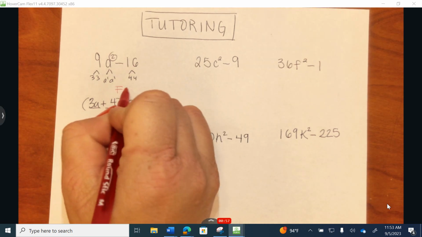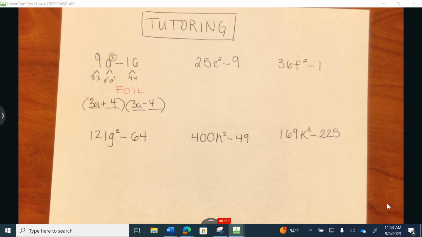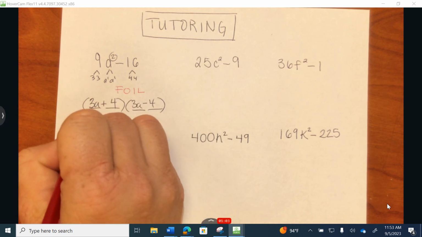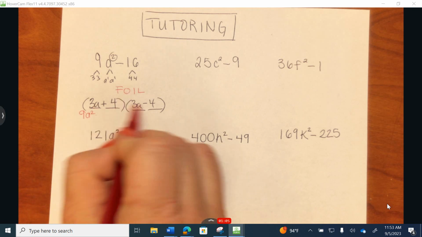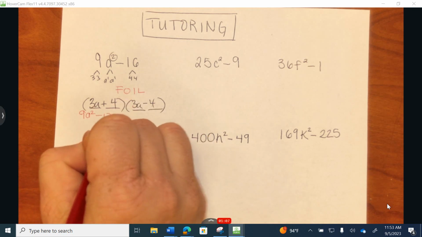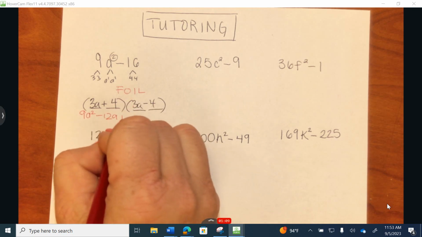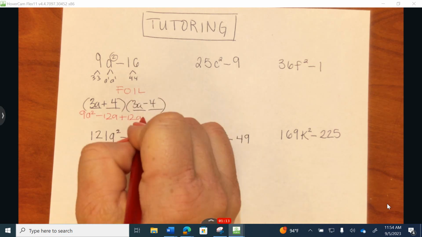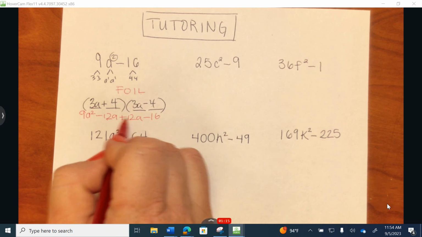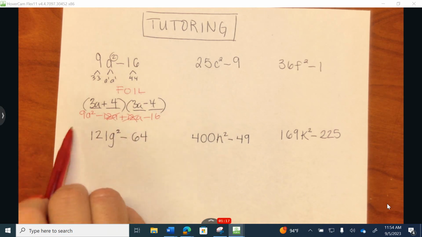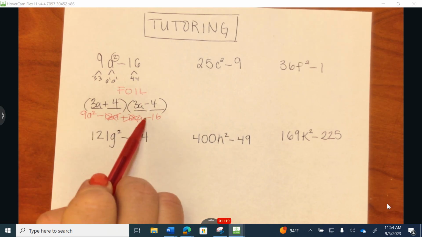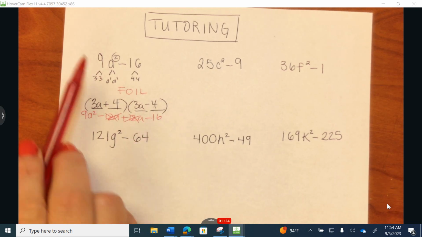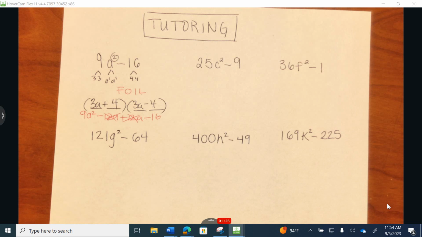So FOILing: front, outside, inside, last. If you chose to see if you did it right, you can multiply the fronts, 3 times 3, and there's 2 A's. Multiply the outsides, negative 12A, multiply the insides, positive 12A, and multiply the last, 4 times negative 4. We can see the 2 middles cancel, and I'm left with 9A squared subtract 16. I just proved to myself that I correctly factored this original expression.